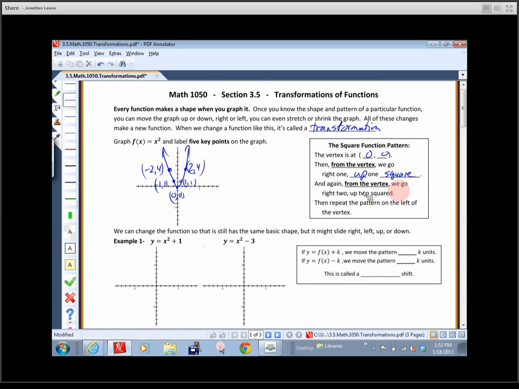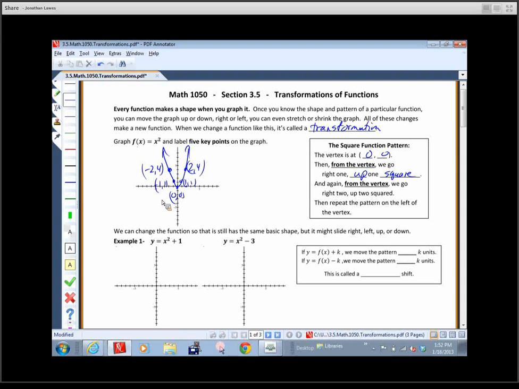And then again from the vertex, if we go right 2, we go up 2 squared, and then we repeat that pattern on the left. So I go over 1, up 1 squared, over 2, up 2 squared, over 3, up 3 squared, and so forth. If I go back, I still go up 1 squared, go back 2 from the vertex, go up 2 squared, go back 3 from the vertex, up 3 squared, and so forth. We doing okay with that? That is the pattern that makes the parabola shape.